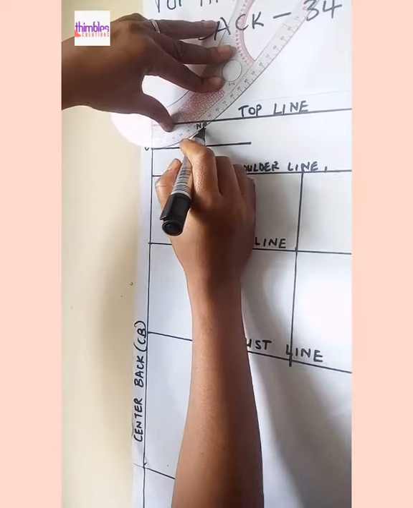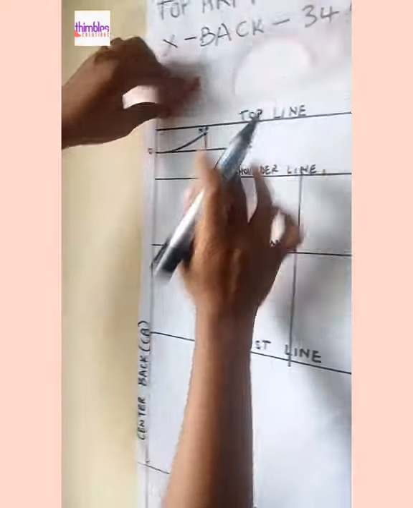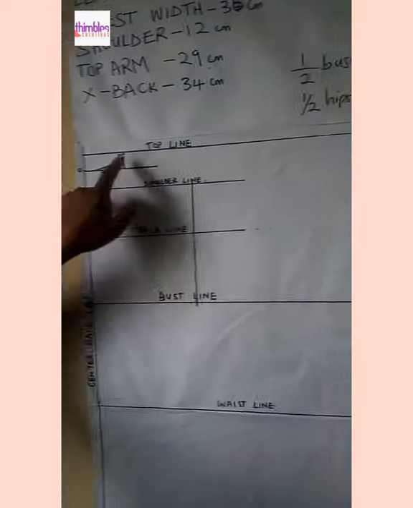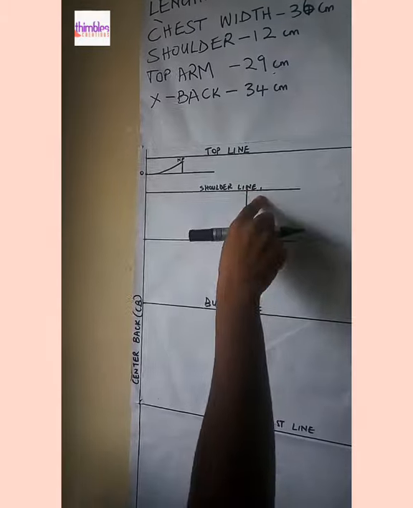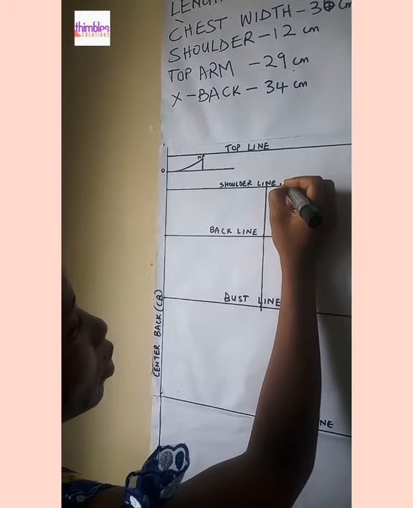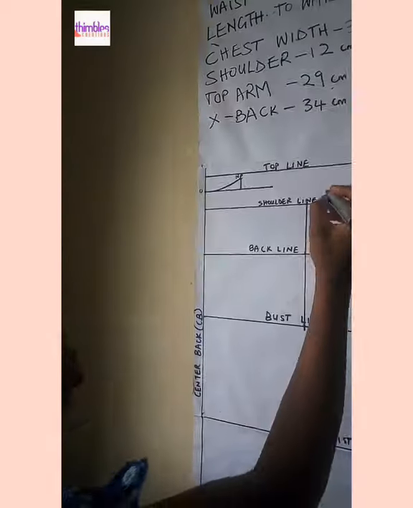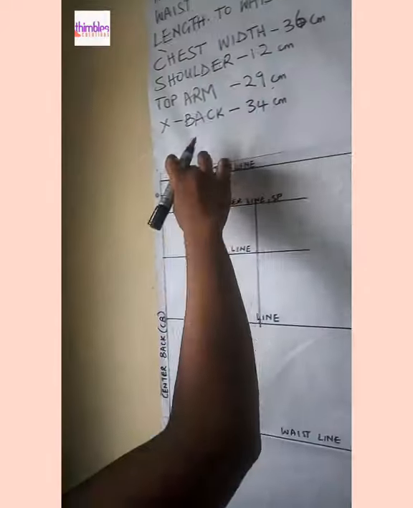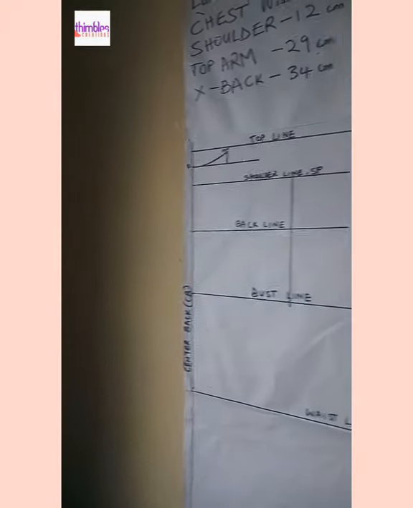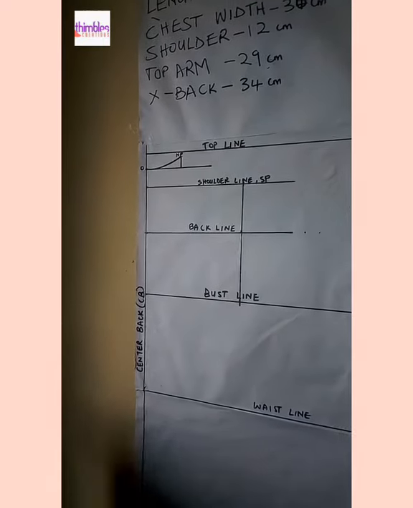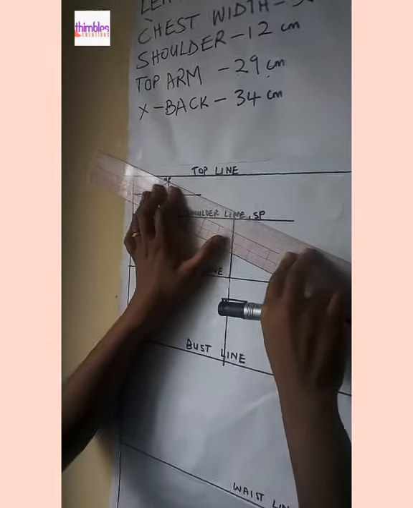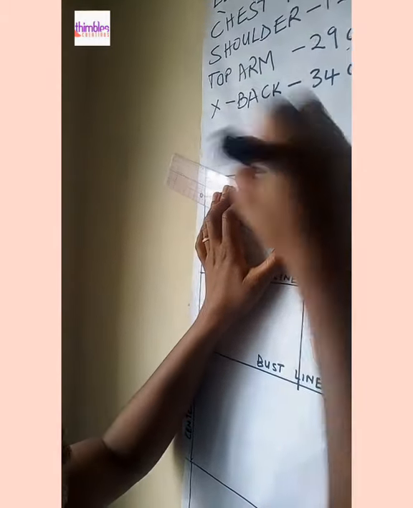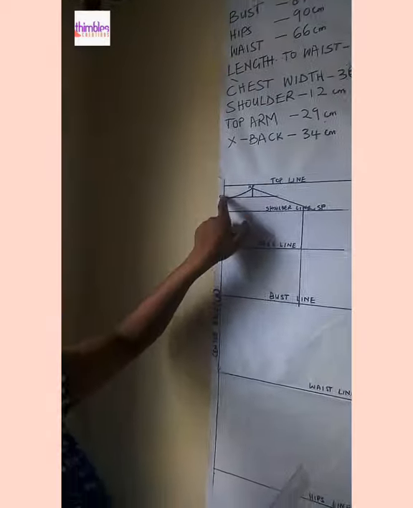Okay, so this is my neck, my NP. So I'm going to now connect. Sorry, here is my shoulder point, my SP. So I'm going to connect NP to SP with a ruler. Okay? So this is what I'll do. So NP to SP.